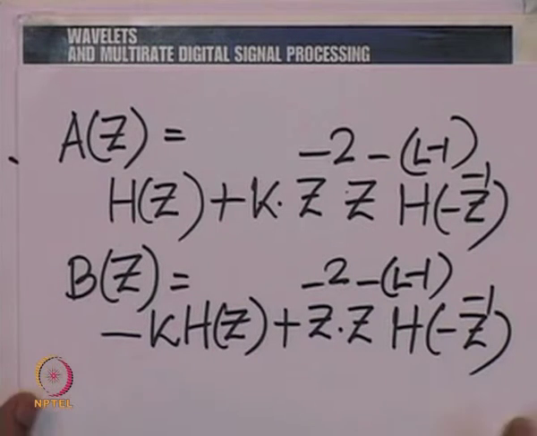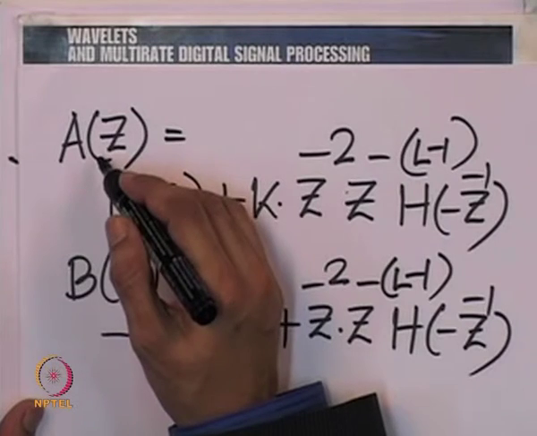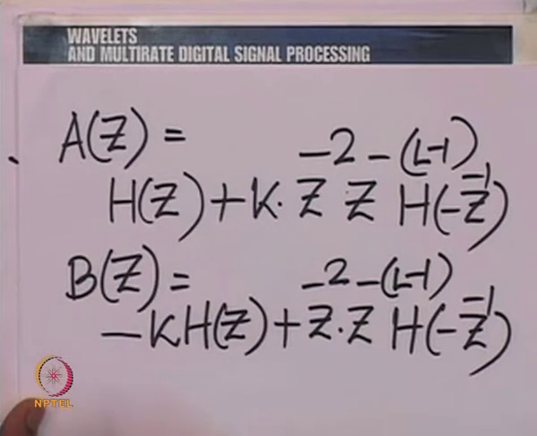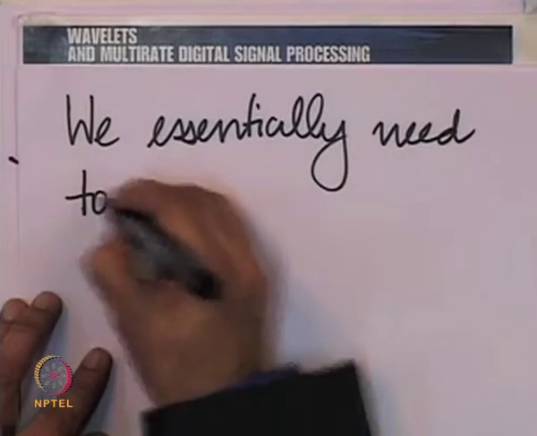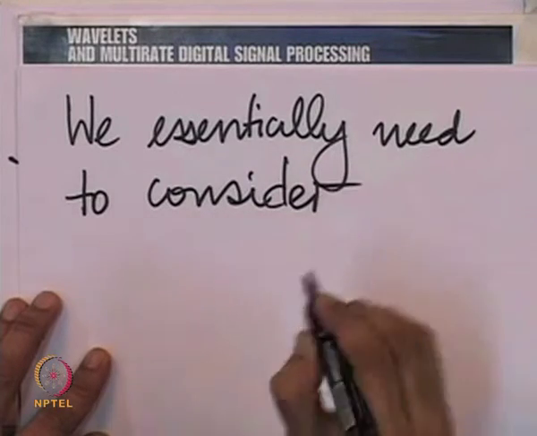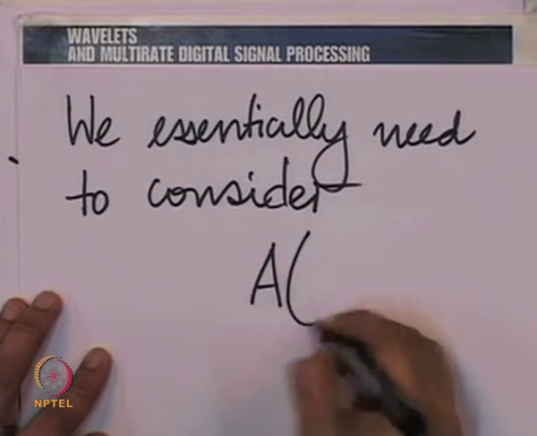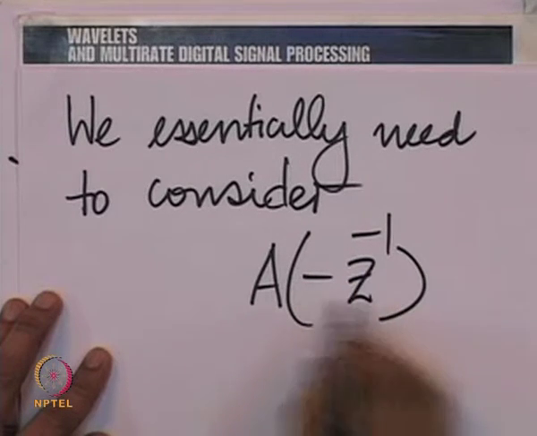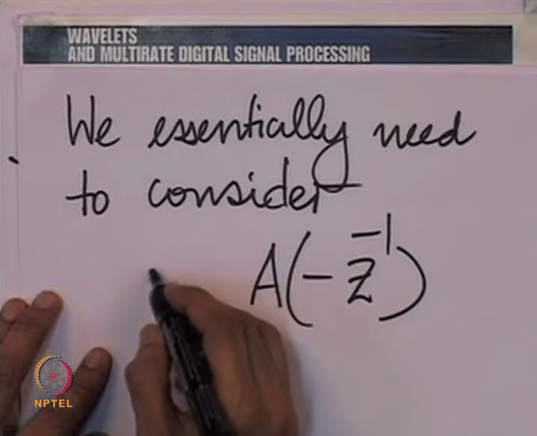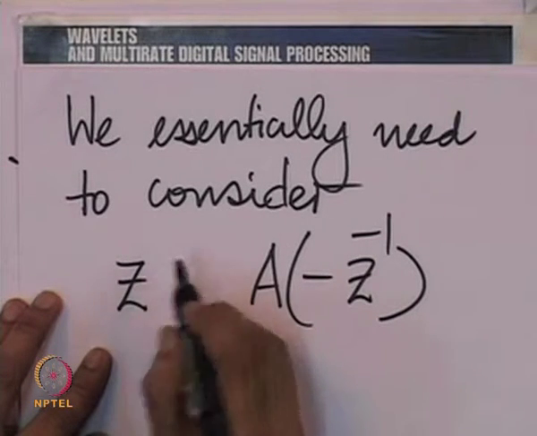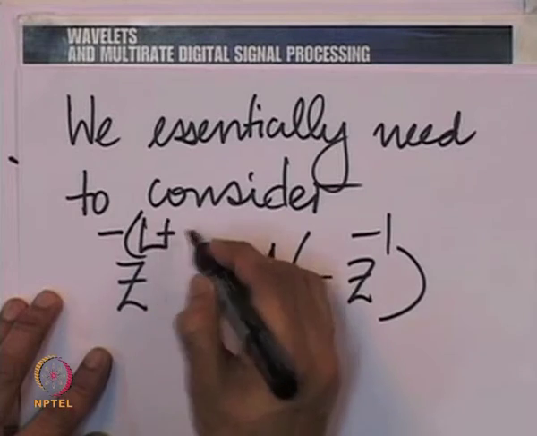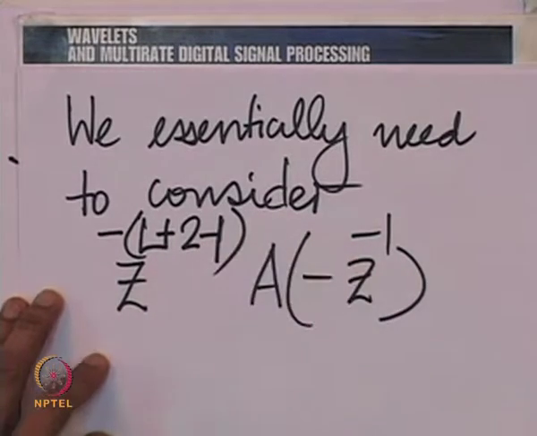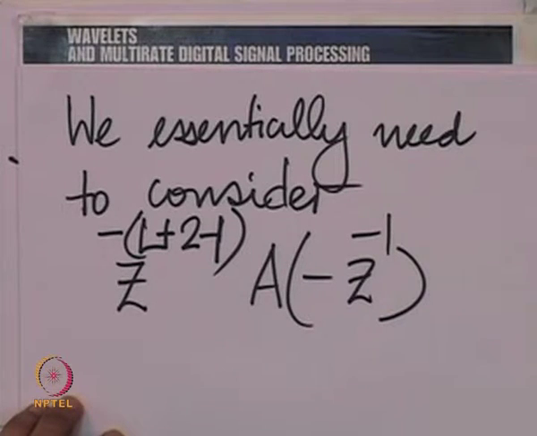Now, all that we need to do is to consider the corresponding high pass filter, assuming that AZ is low pass. So, we essentially need to consider A z replaced by A minus z inverse first, and then noting that this would become non-causal, delay it. Now, note, delay it, but assuming that the length has gone up by 2. So, z raised to the power minus L plus 2 minus 1. Let us do that.